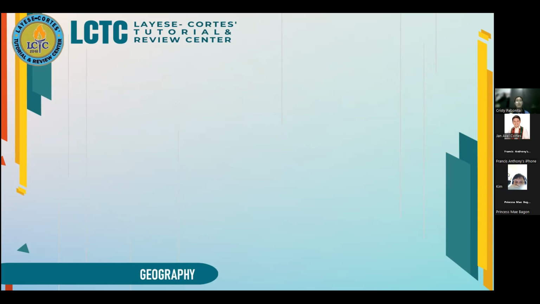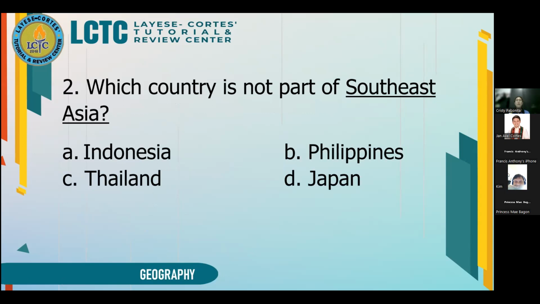The next question is all about geography. I placed it down here to show which component of social studies it falls under. Which country is not part of Southeast Asia? Is it A, Indonesia, B, Philippines, C, Thailand, or D, Japan? Japan, ma'am. Yes, letter D, the answer is Japan. Which region of Asia does Japan belong to? East Asia. Yes, very good.